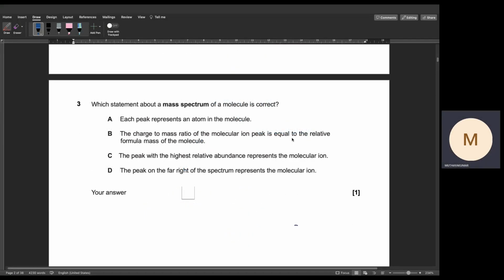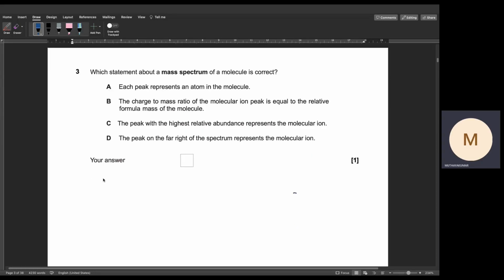Question 3. Which statement about a mass spectrum of a molecule is correct? So we'll look at mass spectrum again in a little bit more detail in the next question. Question 4 is also to do with mass spec. We're just looking at the graph in this particular question.